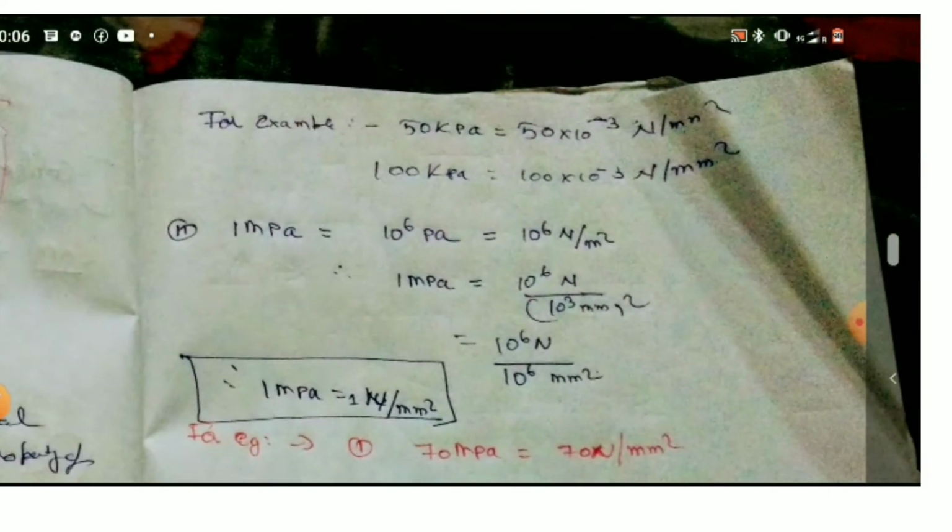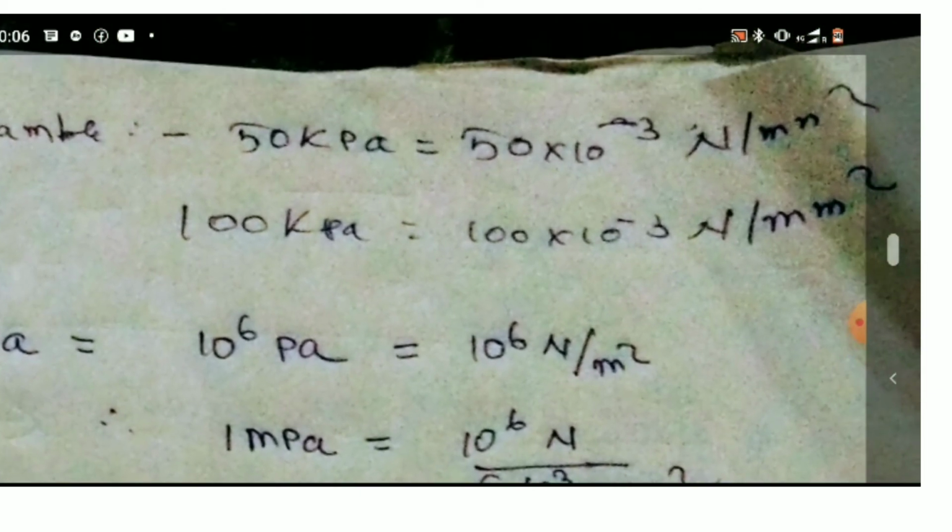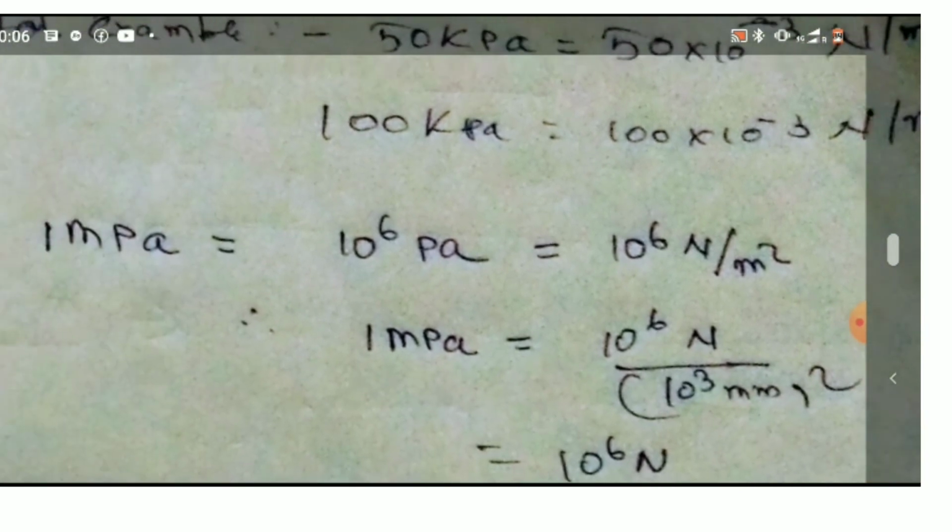For example, if I ask what is 50 kilopascal, you have to convert it. It will come in the objective exam. Just remember that 50 kilopascal is equal to 50 into 10 to the power minus 3 Newton per mm square, because 1 kilopascal is equal to 10 to the power minus 3 Newton per mm square. Similarly, 100 kilopascal is equal to 100 into 10 to the power minus 3 Newton per mm square.